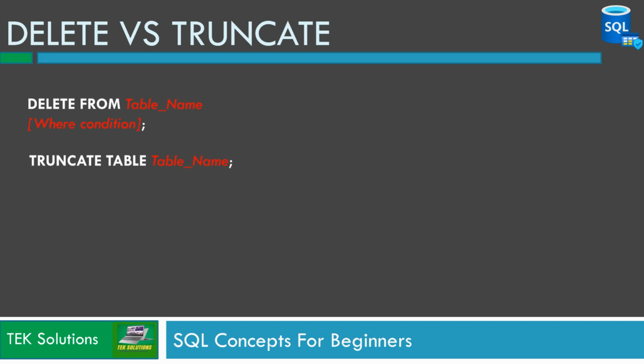Let's see their syntax. Delete from table name where condition. Where condition is optional, but we can use it. So use where clause so that we can target particular records in the database. Truncate table name. That's it. It's over. No option of where clause or anything like that. So these are the statements, and these are the differences between the delete and truncate. Let's see this with an example.